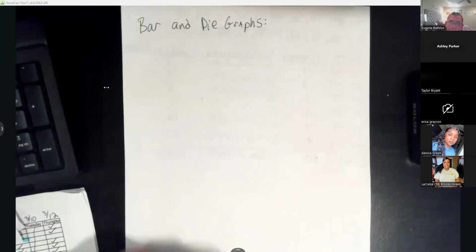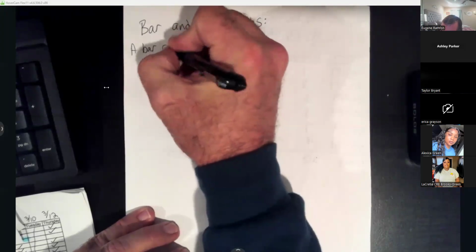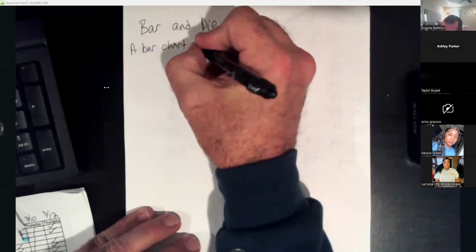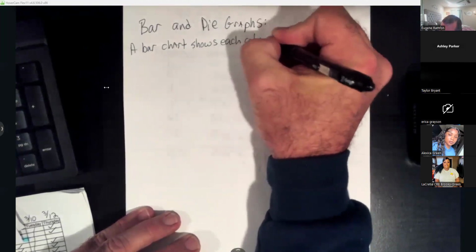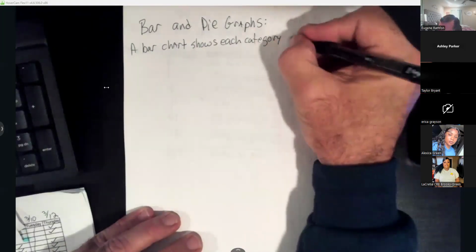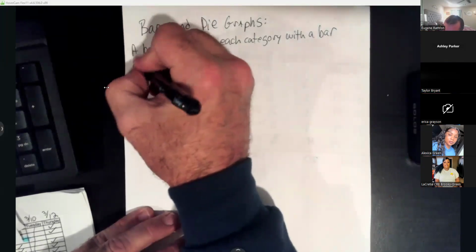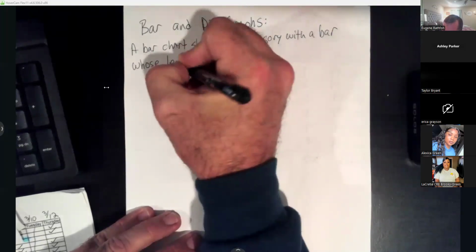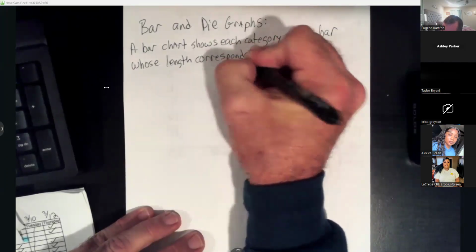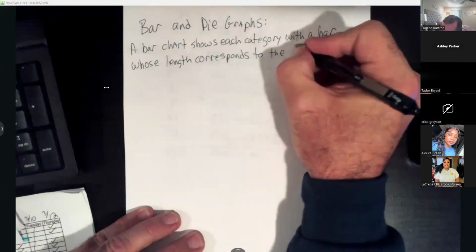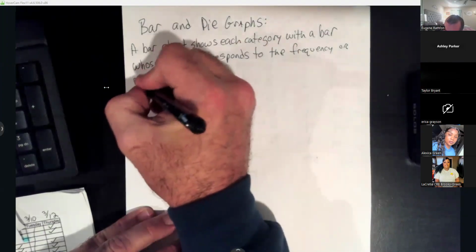All right, y'all. So when I talk about a bar chart, a bar chart shows each category with a bar whose length corresponds to the frequency, or the relative frequency.